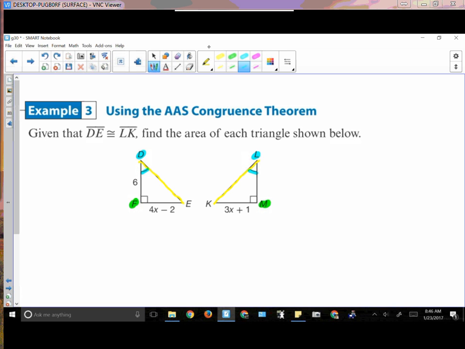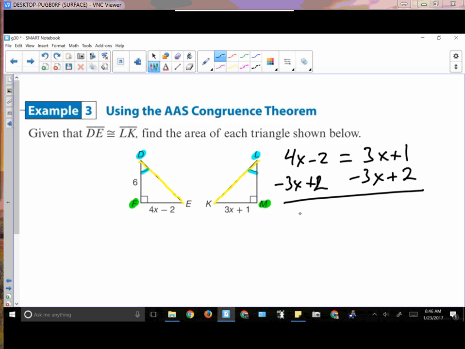According to the rule, that means that I can now go through and figure out what the area of each one of these things is. So, area is 1/2 base times height. These bases must be equal, so I got 4x minus 2 = 3x plus 1. Subtract 3x, subtract 3x, add 2, add 2. So I end up with x is equal to 3. So if x is equal to 3, that means that it's going to be 4 times 3 minus 2, which is 12, minus 2, which is 10. Would you agree?